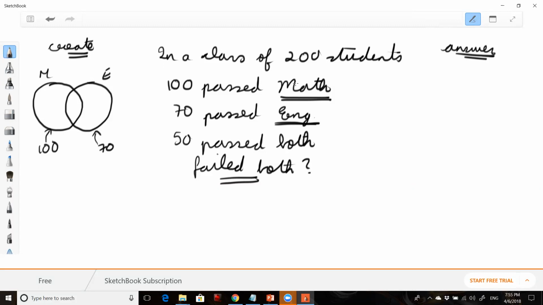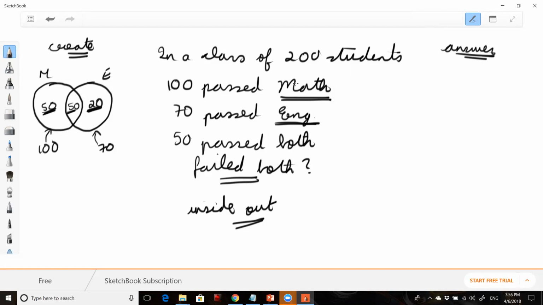Whenever you create a Venn diagram and you're going to solve, the better thing to do is to always solve the Venn diagram inside out. Inside out means you fill up the overall intersection first and then go backwards from there. The overall intersection gives me 50, because 50 students have passed both. So I can safely put 50 as the intersection between the two circles. Now, if this entire M circle is 100, there's already 50 in it. This only M should be 50. And if this entire E circle is 70, there's already 50 in it. This has to be 20.